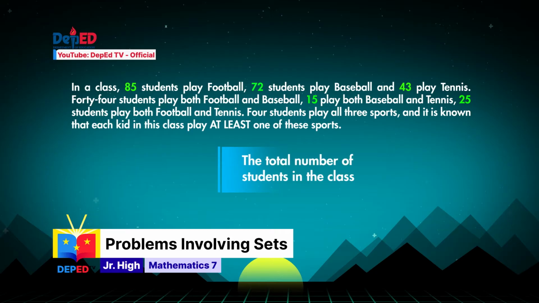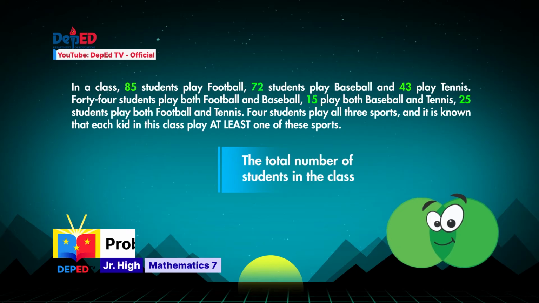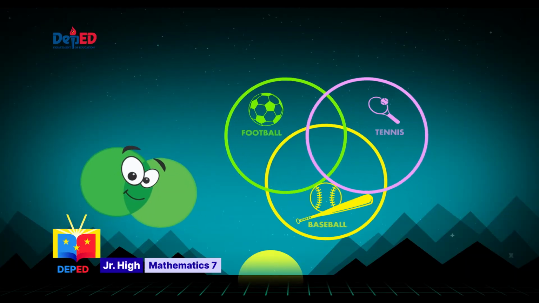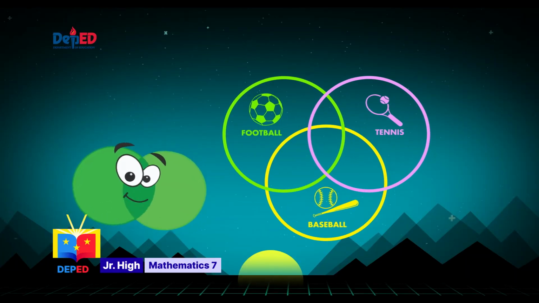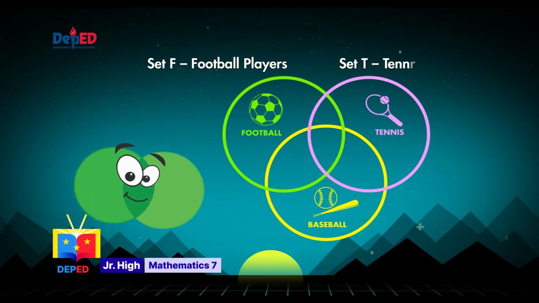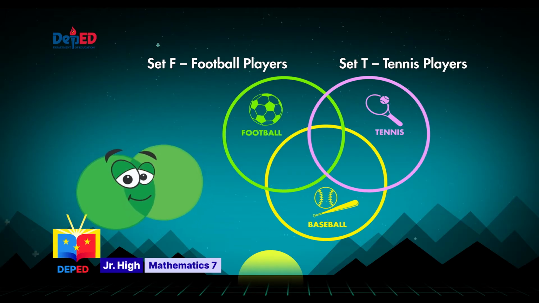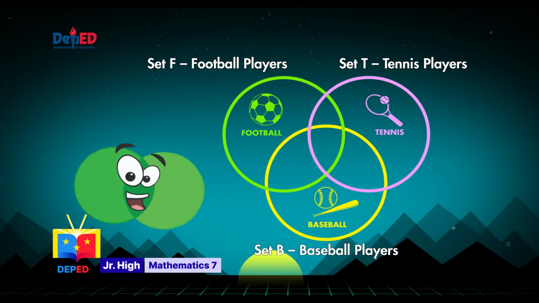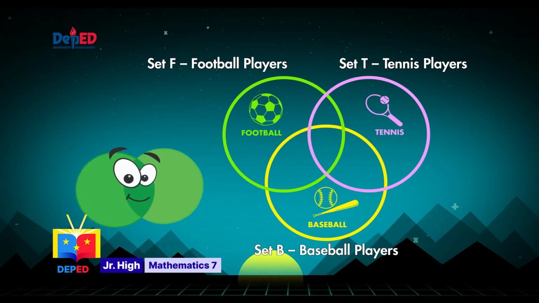In solving problems of this kind, we need to list the given piece by piece so we can fill it in aptly and completely in our diagram. Ben, can you help me identify the cardinality of the sets of football, baseball, and tennis players? Sure, Teacher DJ. I noticed that if we let set F represent the football players, set T represent the tennis players, and set B represent the baseball players, we will have the following cardinal numbers for the given sets.